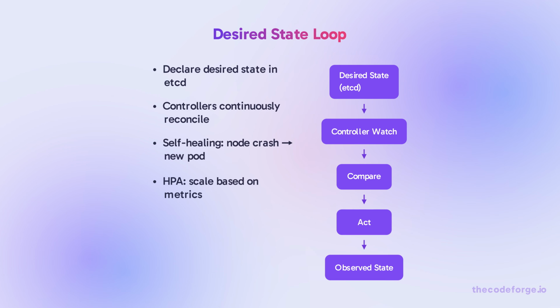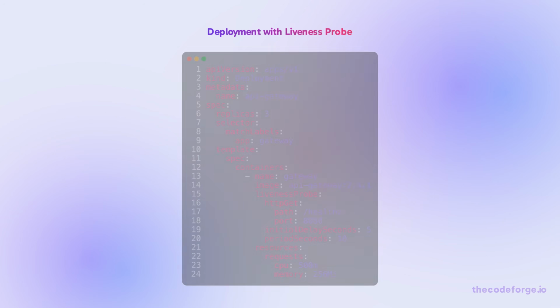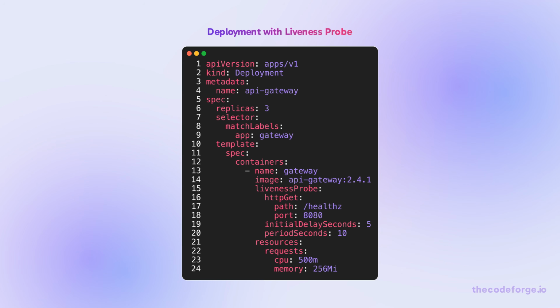Kubernetes is a control system. You declare the end state, and it runs an infinite reconciliation loop to keep reality matching the spec. This is why it self-heals and auto-scales. This deployment declares 3 replicas with a liveness probe. If a pod becomes unhealthy, Kubernetes kills and recreates it automatically.